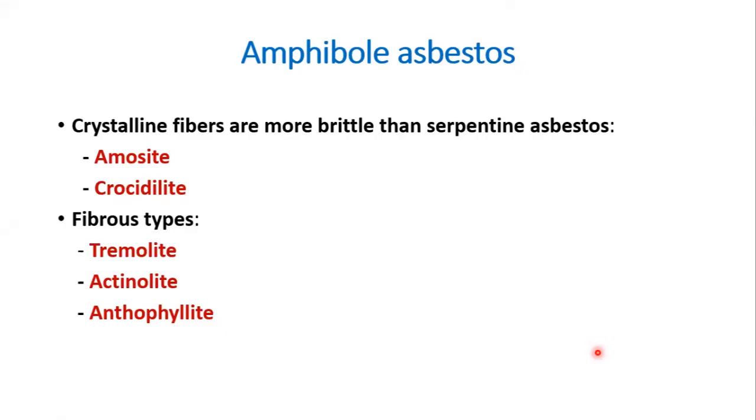So chrysotile is called white asbestos, amosite is called brown asbestos, and crocidolite is called blue asbestos. So the 3 most common types we encounter are chrysotile, which is by far the most common, then amosite and crocidolite, but we also have the other 3, and all are dangerous.